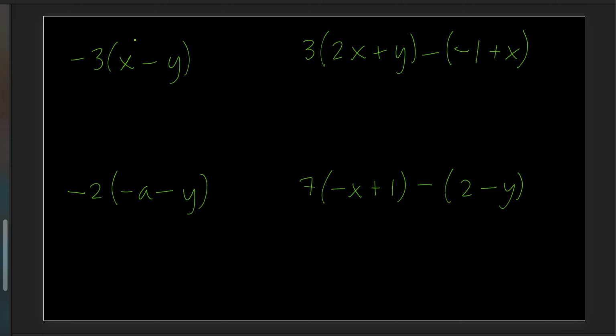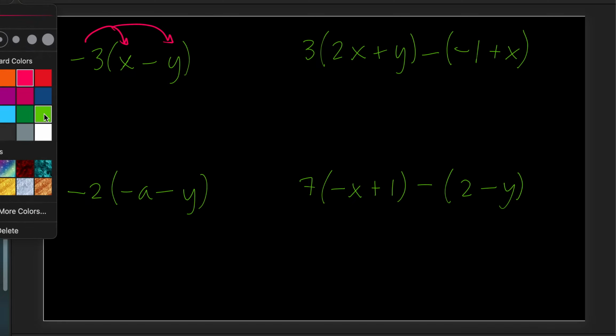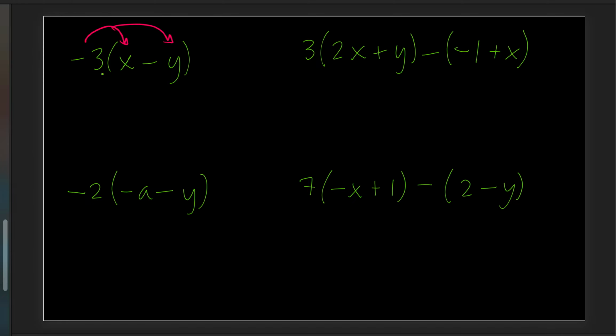There's nothing to combine inside the parentheses here, negative 3 times x minus y. So we have to distribute that negative 3 to each term inside the parentheses. And this is how we do that. Negative 3 times x is just negative 3x. And then negative 3 times a negative y, negative times negative, that's a positive. So negative 3 times negative y is positive 3y. And so we have an x term and a y term, and that's it.